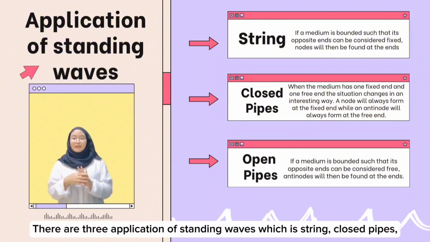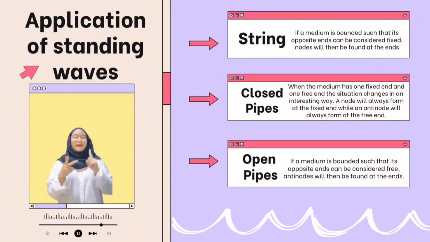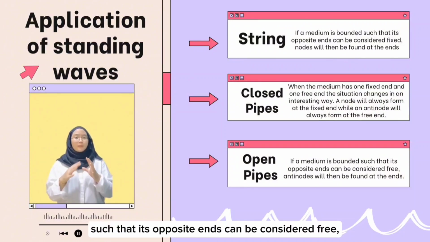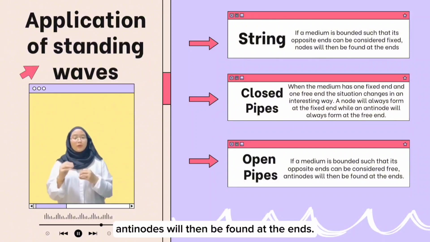There are three applications of standing wave, which are string, closed pipe, and open pipe. In string application, a medium is bounded such that its opposite end can be considered free. Antinode will then be found at the end.